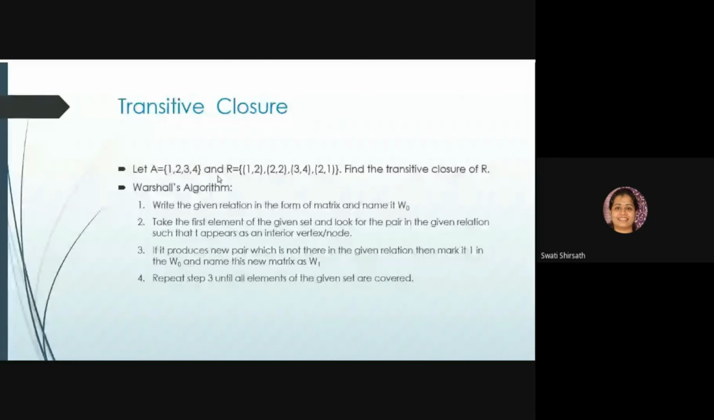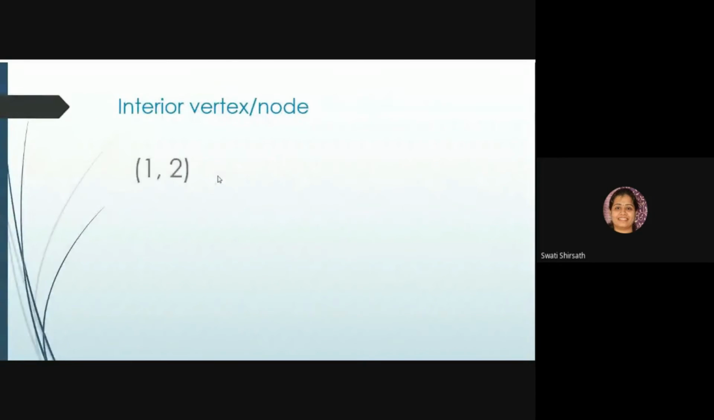So let's see how this interior vertex or node works. Suppose there is a pair 1, 2 and another pair 2, 3, and this 2 is an interior node. When you work on W1, you will look for 1 as an interior vertex. That means the middle element here should be 1, not 2. When you're working on W2, you look for only 2 as an interior vertex, so this 2 should be here, not 3. Are you getting this?